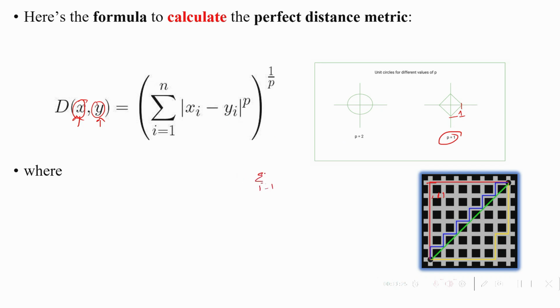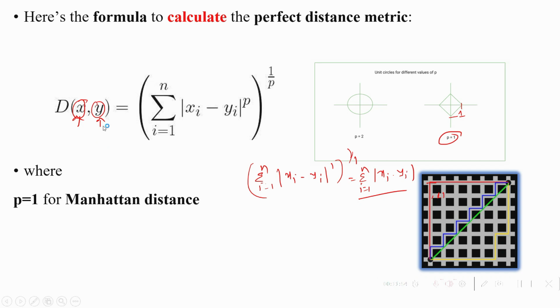Sigma i equal to 1 to n, mod of xi minus yi, with p being 1, whole power 1 by p, and 1 by p is nothing but 1. So simply it is equal to sigma of i equal to 1 to n, mod of xi minus yi. That is called the Manhattan distance, in the form of a generalized form like this. So p equal to 1 is simply called the Manhattan distance.